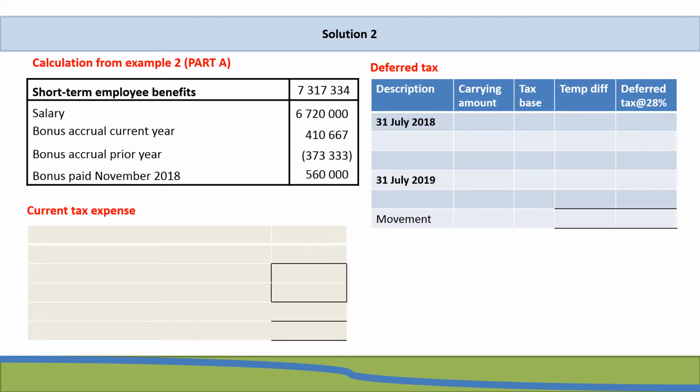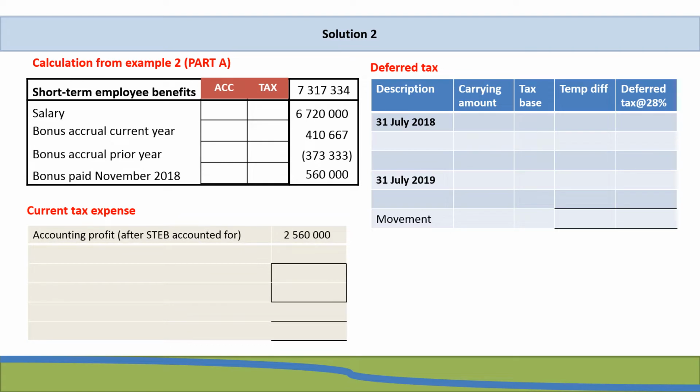To calculate the current tax expense, we need to start with the profit before tax. The information states that the profit before tax is stated after the short-term employee benefits have been accounted for. Therefore, the total amount of R7,317,334 has already been deducted from the profit to get to the profit before tax amount. Therefore, we will start with the accounting profit before tax of R2,560,000. Now we need to account for any temporary differences that may arise from our short-term employee benefits.